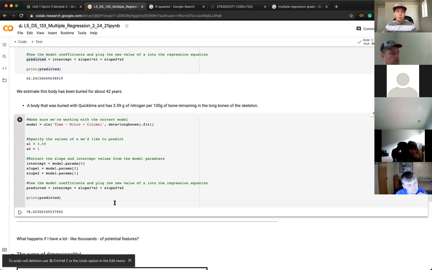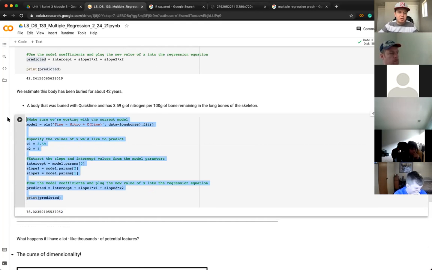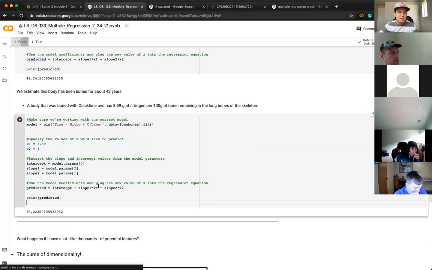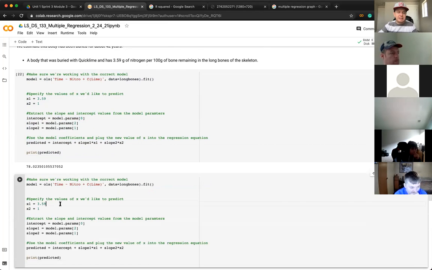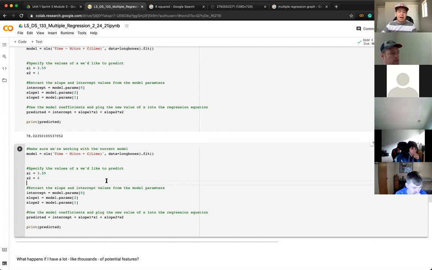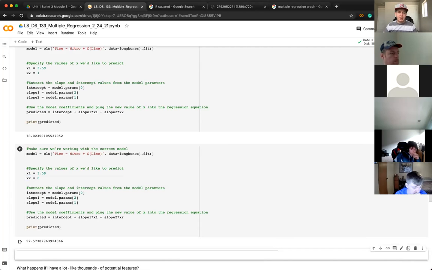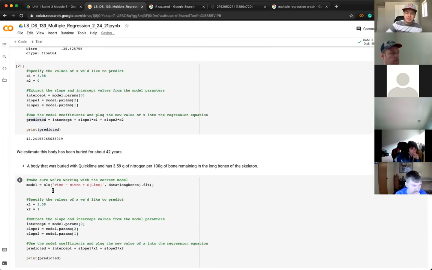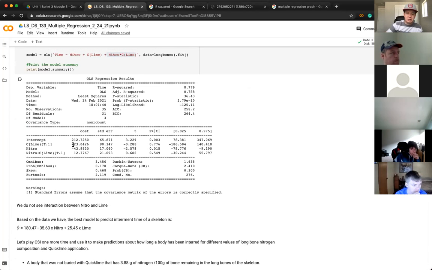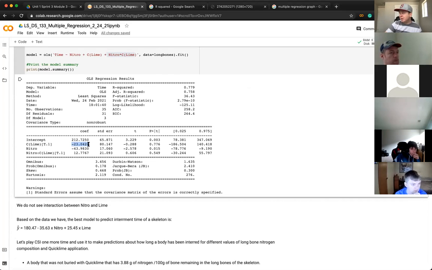So one thing I wanted to show you here, let's run a third model just for kicks. But I'm going to do this model with exactly the same nitrogen content, but without quicklime. I just want to show the difference of having versus not having quicklime. And what is the difference between these two? Well, the difference is just the coefficient, right? Do we have lime or do we not have lime?